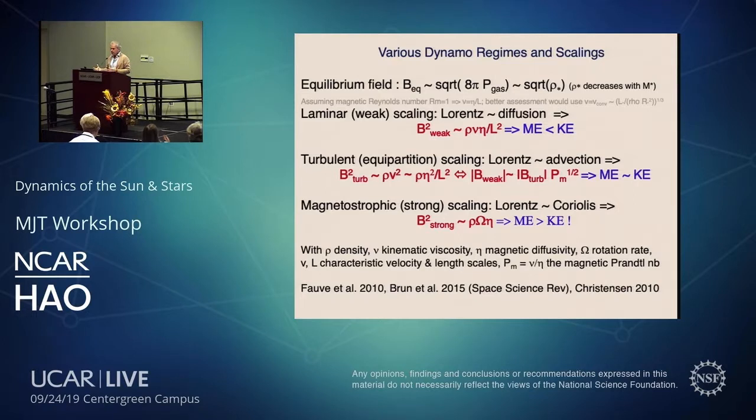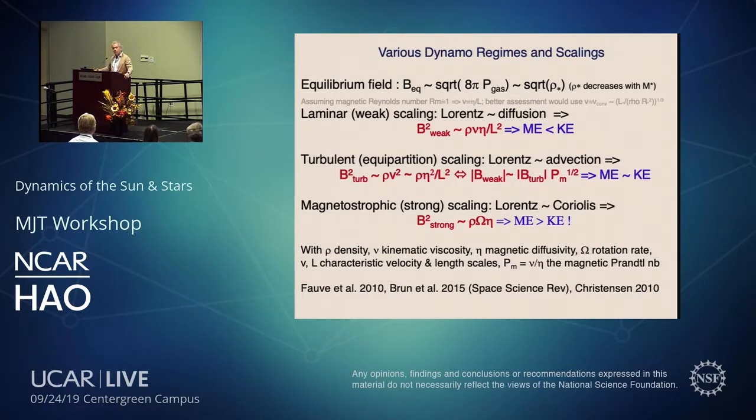But if you just do a two-term balance between Lorentz and advection, you will get equipartition, where magnetic energy is about the level of kinetic energy. If you make the Sun rotate faster, like when it was younger, you will get into what we call magnetostrophy. It's just that you have the Lorentz and the Coriolis force balancing each other. And we believe the Earth is in a magnetostrophic state. The magnetic energy content in the Earth's core is higher than the kinetic energy content. So we know that such a system exists.